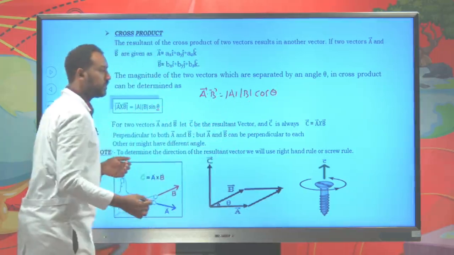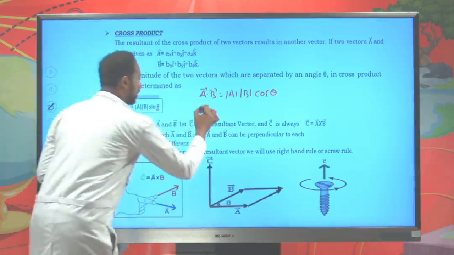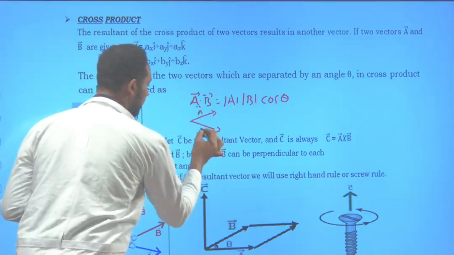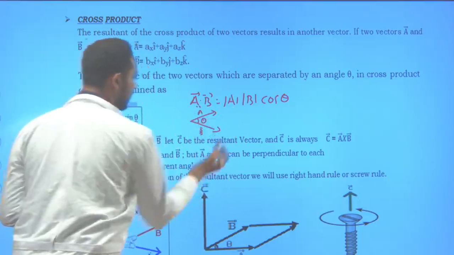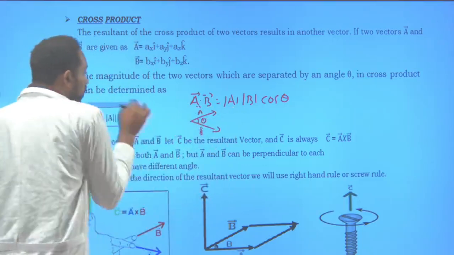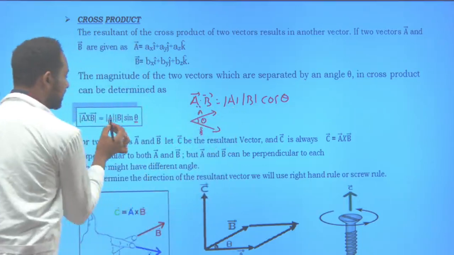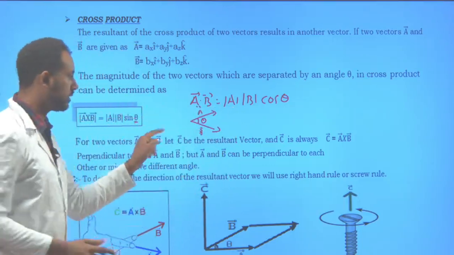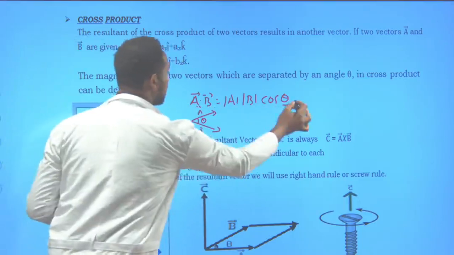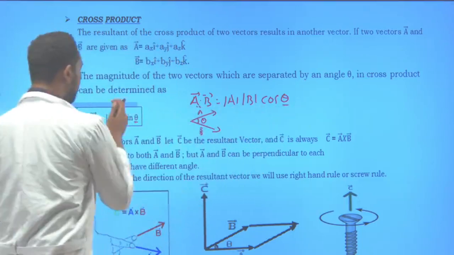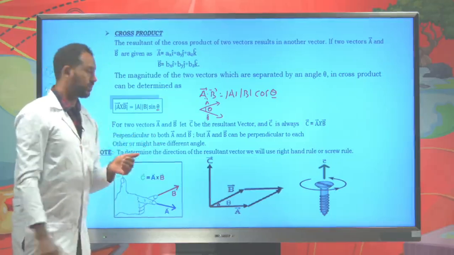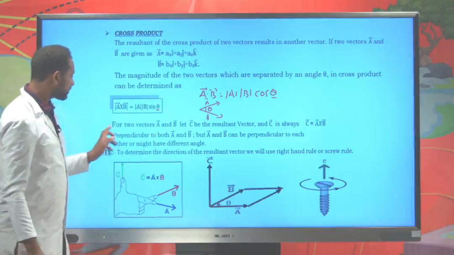That was how we determined the dot product. Suppose here you have two vectors, A and B, with angle theta. The cross product of these two vectors gives us the magnitude of A, the magnitude of B, sine theta. Don't forget these two: cos theta gives us a scalar quantity, whereas whenever you have sine theta, it gives us a vector quantity. And this is the cross product.